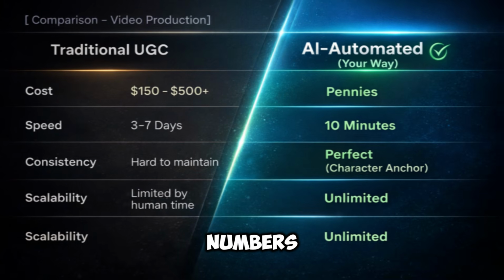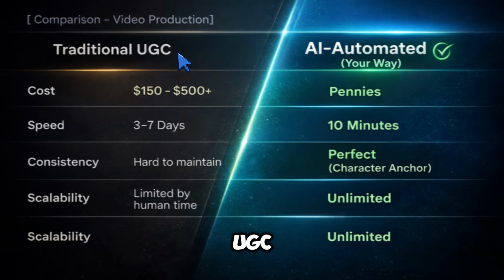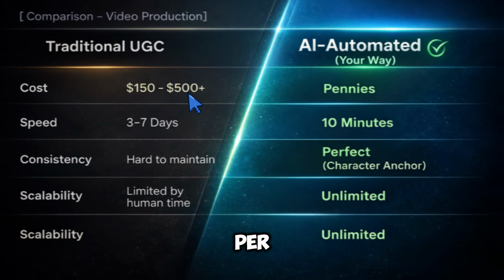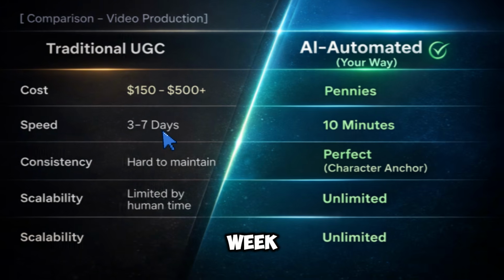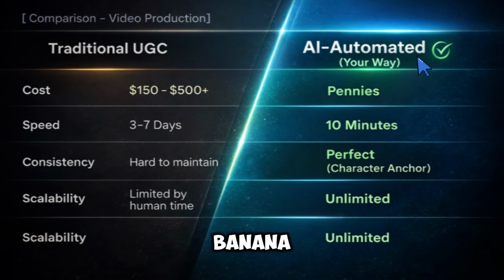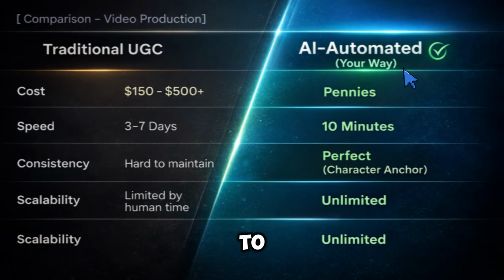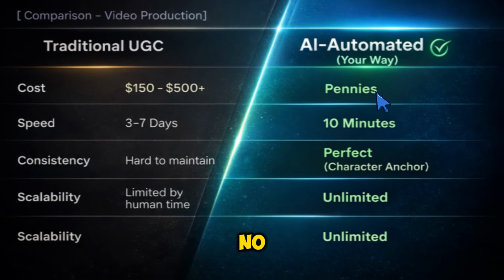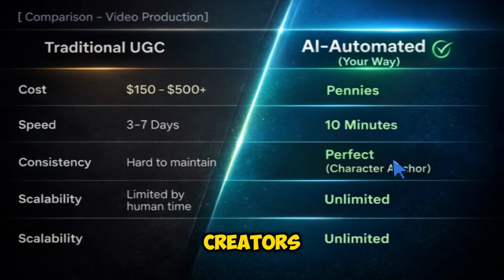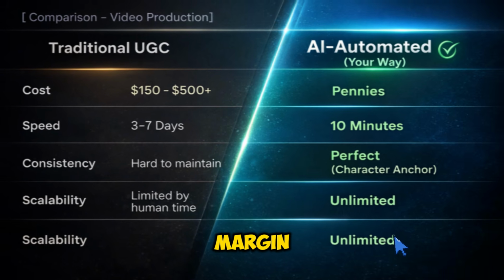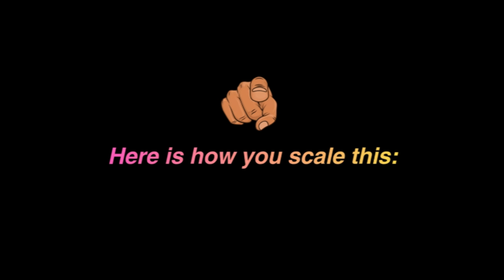Let's run the numbers. A traditional UGC creator charges anywhere from $150 to $500 per video. Plus, you wait a week for delivery. With the Nano Banana plus VEO 3.1 stack, your cost per video drops to literally cents. No shipping products, no ghosting creators, no reshoot fees. This is pure margin. Here is how you scale this.